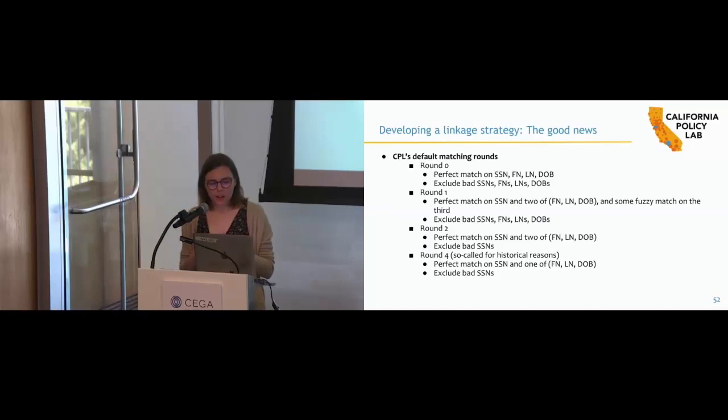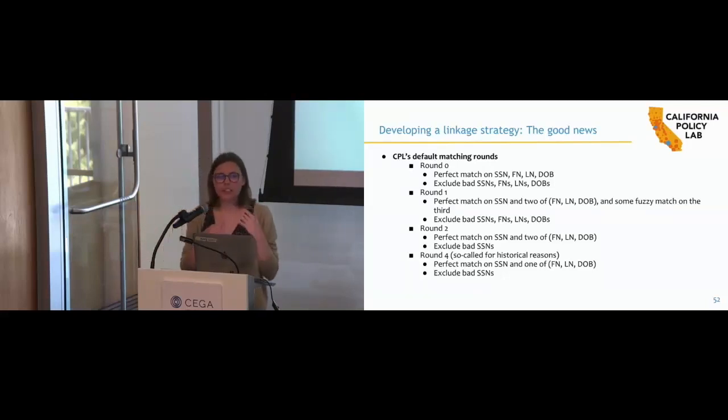Then we move on to a perfect match on Social Security and 2 of the remaining fields, with a fuzzy match on the 3rd field. Then the next round is just a perfect match on Social Security and 2 of the fields, but with no requirement on that 3rd field. And the last round that we include is a perfect match on Social Security and one of the other fields.